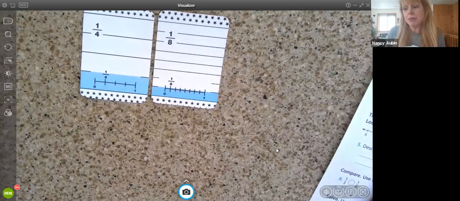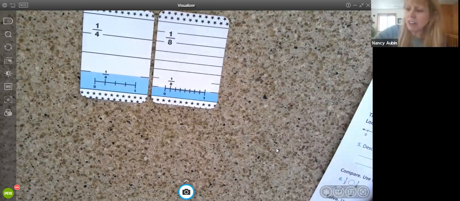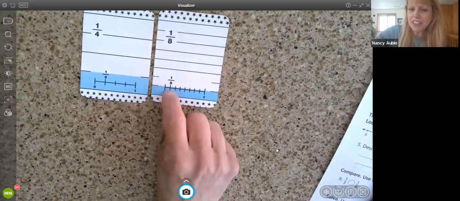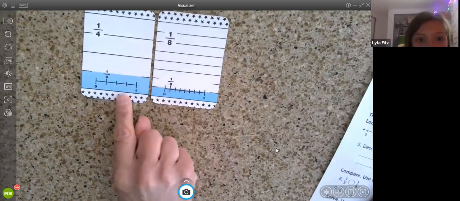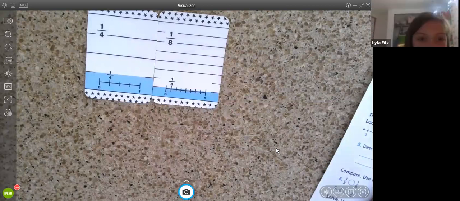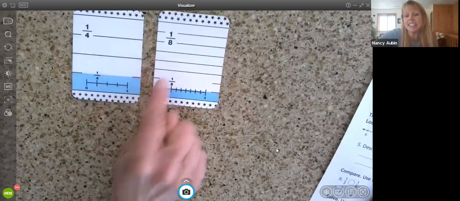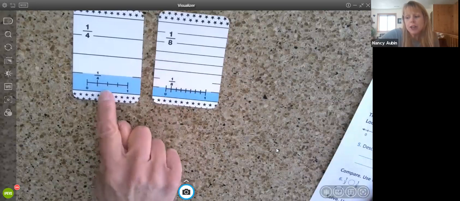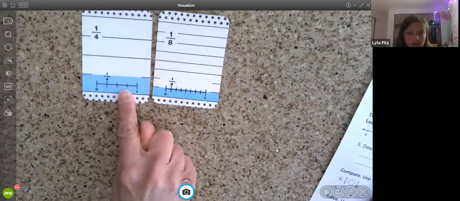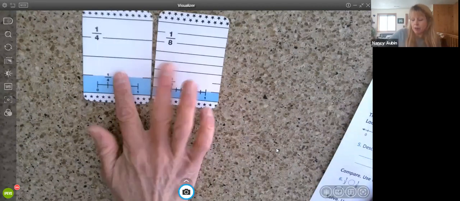All right, Bird, which is greater, 1/4 or 1/8? Look at it. Is that looking like more? That's only half what a 1/4 would be. Isn't 1/4 more? Yeah, 1/4 is greater than 1/8. You can actually see it on the blue. If you look at the comparison, there's more blue on the 1/4 card than on the 1/8 card. So 1/4 is greater than 1/8.